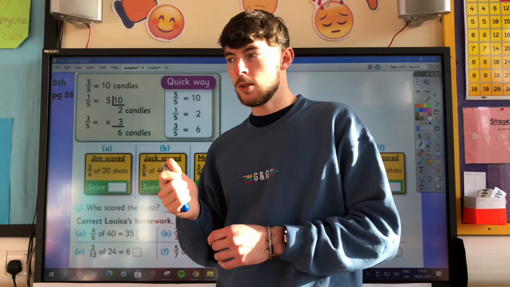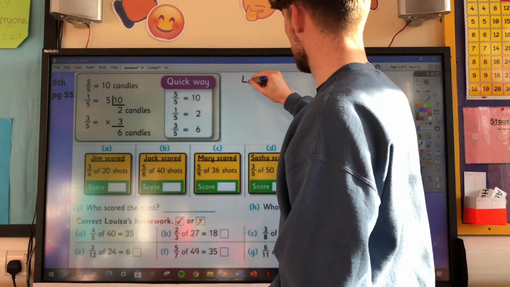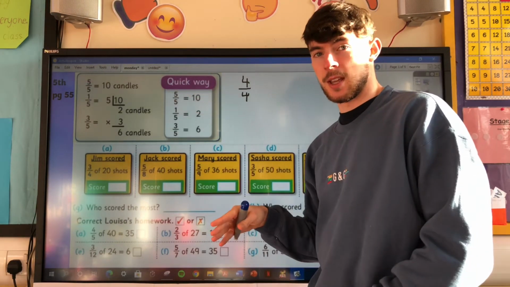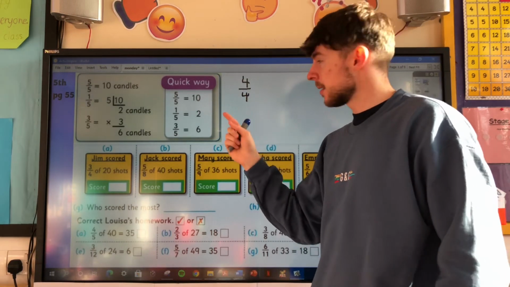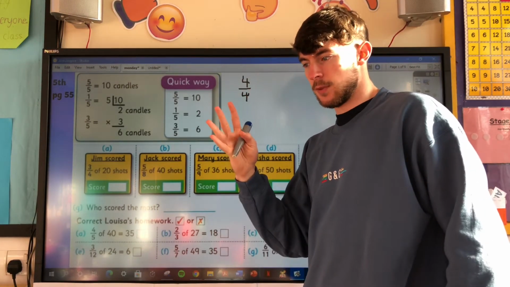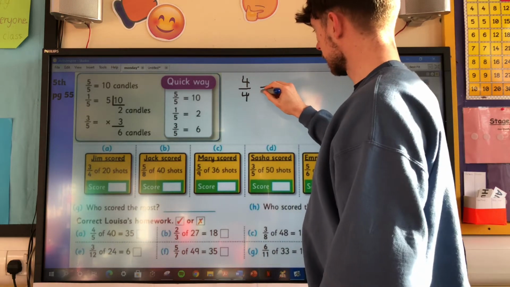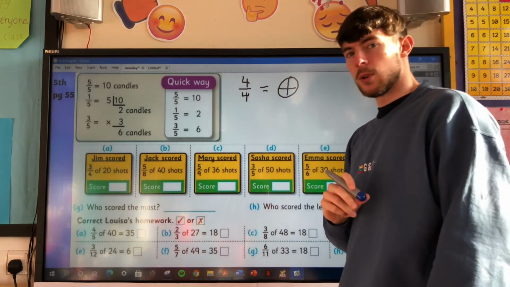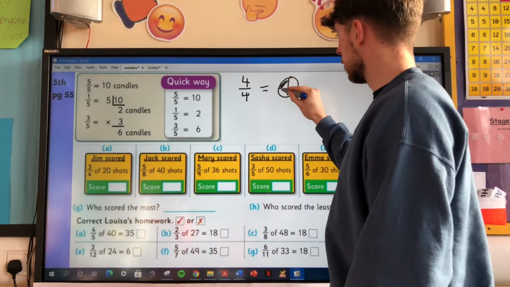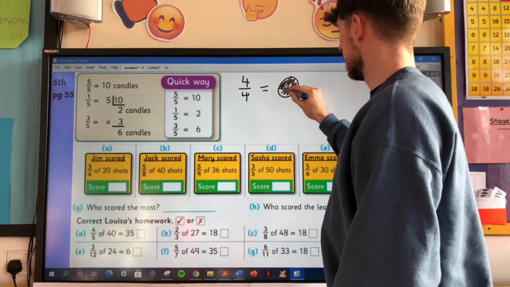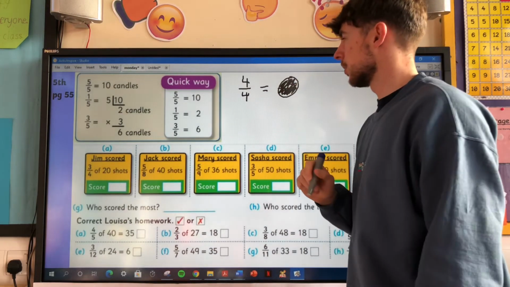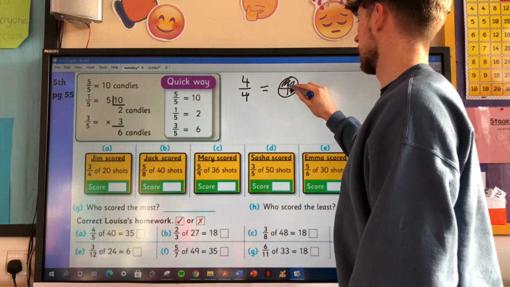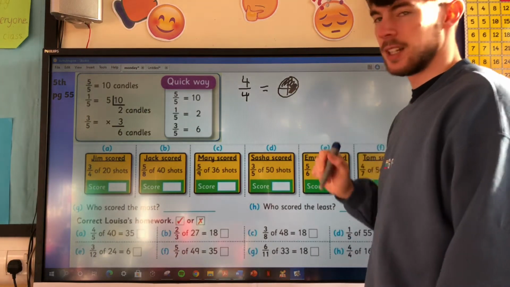Okay, so we know that 4 over 4 is 1, so that's a whole amount. In total there are 4 parts, and we have 4 parts of that 4. Say if it was a circle split into 4 parts, and we have 4/4, we know that the whole circle is coloured in. Now we're looking for 3/4, so we're looking for that much. So we're trying to get rid of a quarter.